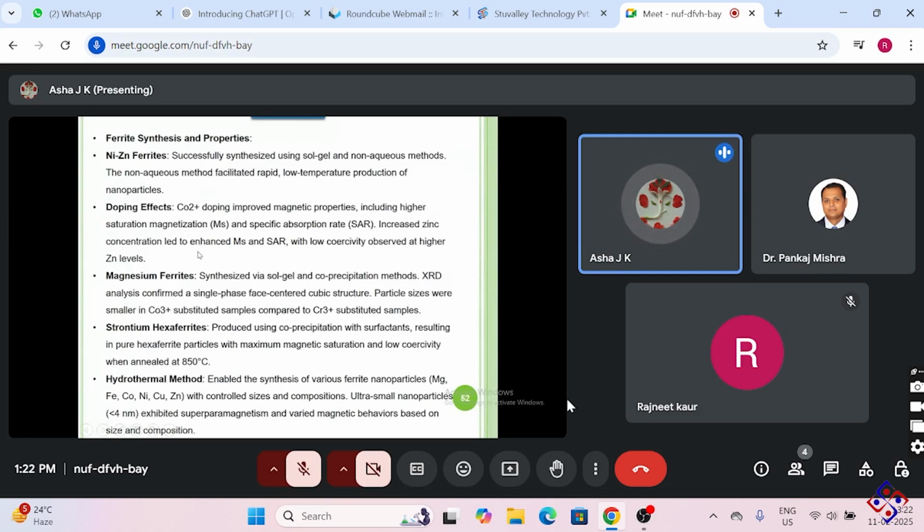Increased zinc concentration led to an enhanced saturation magnetization and a specific absorption rate, with a low corrosivity observed at a high zinc level. And next, magnesium ferrites synthesized via sol-gel and co-precipitation methods. XRD analysis confirmed a single phase face-centered cubic structure. Particle sizes were smaller in Co3+ substituted samples compared to Cr3+ substituted samples.